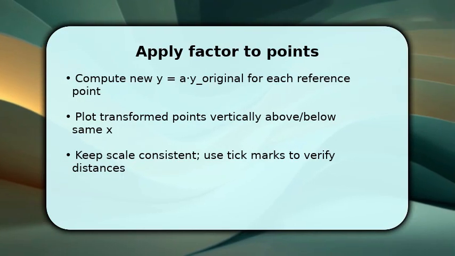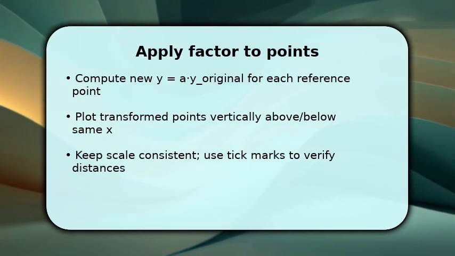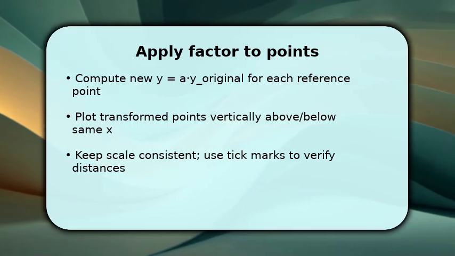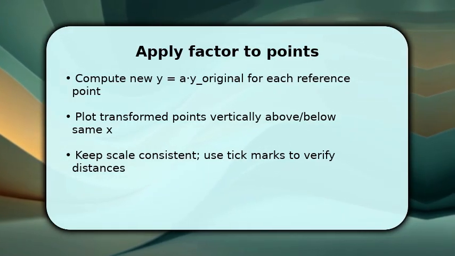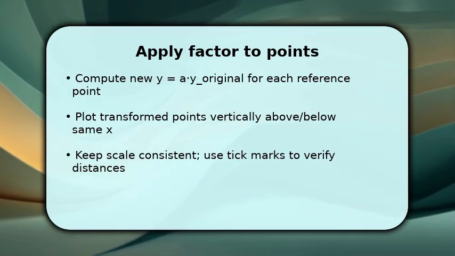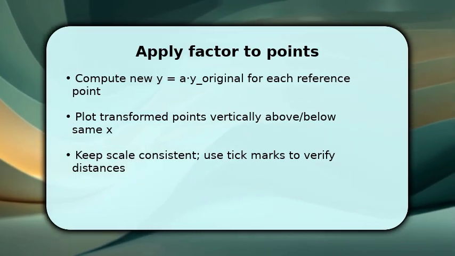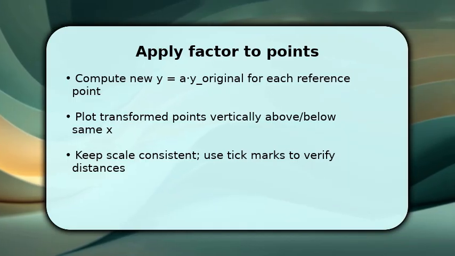Now compute new y values using y new equals A times each original y. You should perform the multiplication for positive and negative values separately so signs remain correct. Once done, plot each transformed point directly above or below its original x-coordinate.